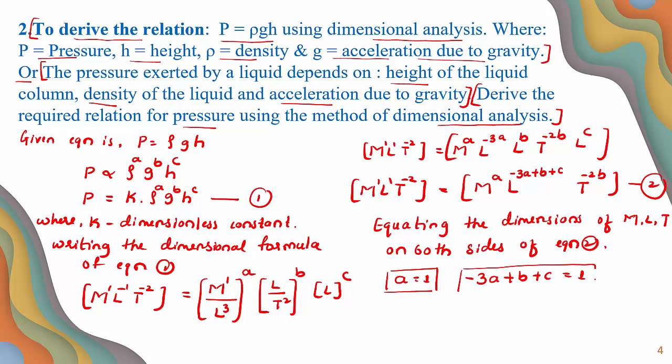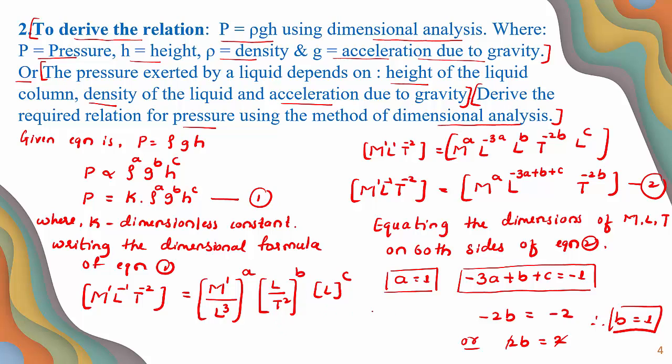Then third point, T raised to minus 2 on LHS, T raised to minus 2B on RHS. So we can write minus 2B is equal to minus 2, or the minus sign will get cancelled. 2B equal to 2, 2 will get cancelled. Therefore, B equal to 1. Is it clear? Now, we got A value and B value. How to find the value of C?